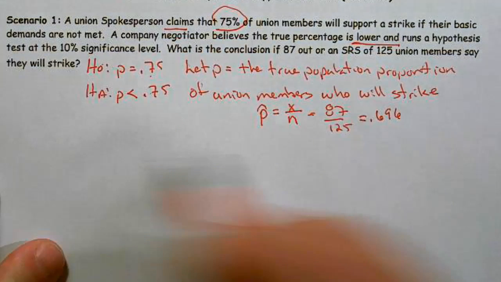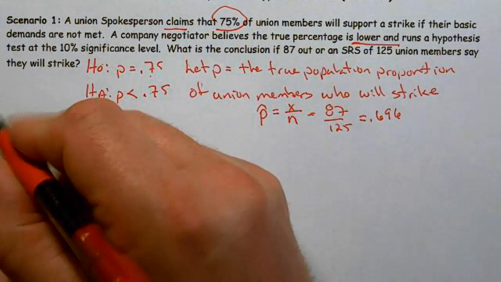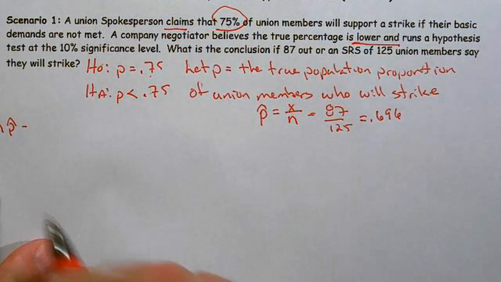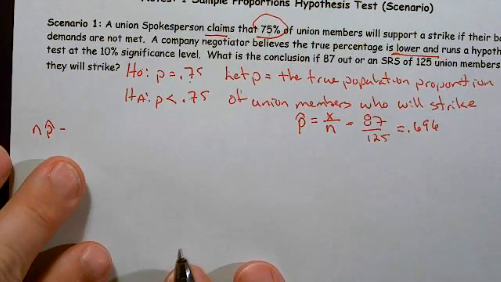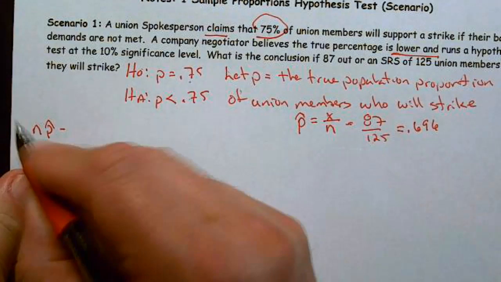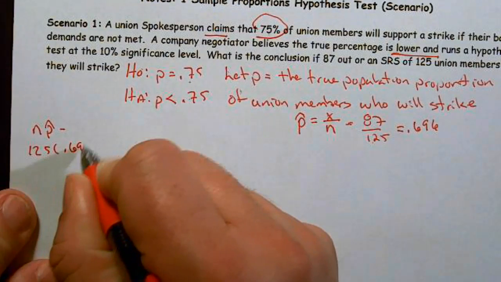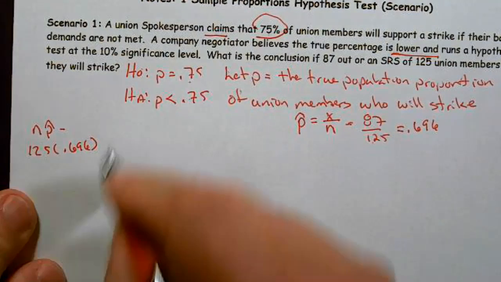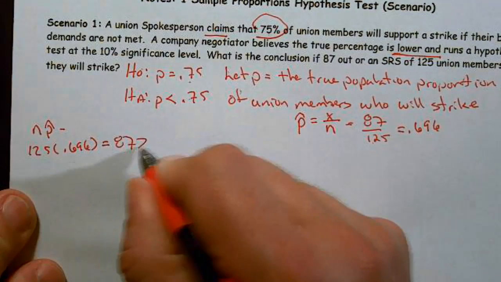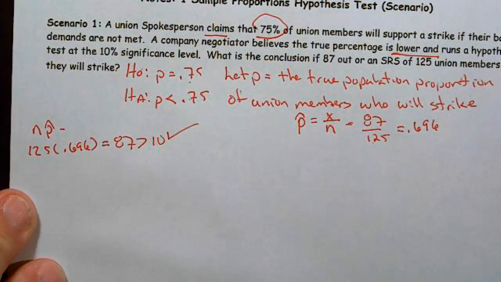So we need to check to make sure that our sample is large enough, and to do that, we're going to have to go N times P hat. All right, N times P hat, and that number is going to have to be greater than 10. Well, what was N? Well, N's 125. So 125 times 0.696 equals, well, we already have that, equals 87. That's greater than 10. So first condition was met.